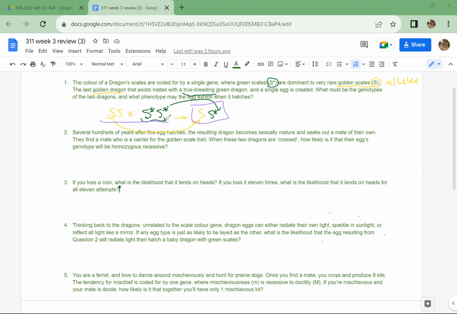So these are the genotypes of the two dragons. Because of the recessive nature of the golden scale allele, we know that the last golden dragon possesses this genotype. And because of the true breeding nature of the green dragon parent, they possess this genotype.